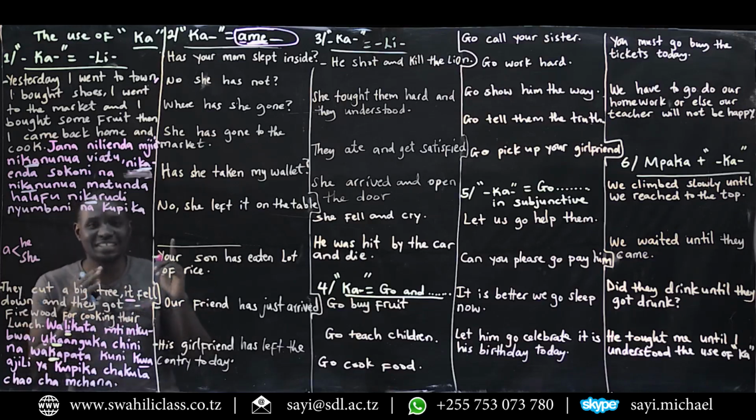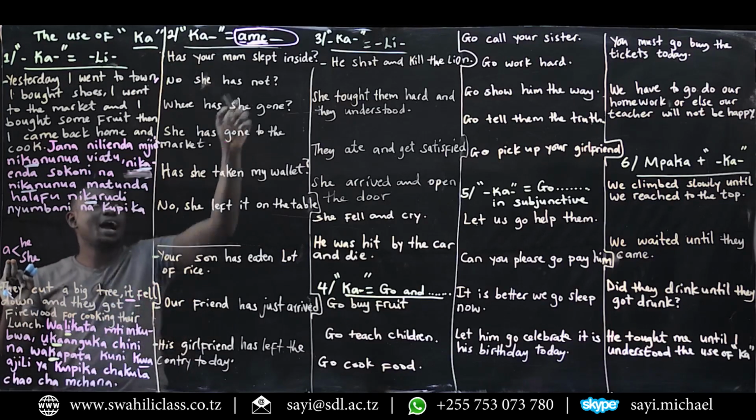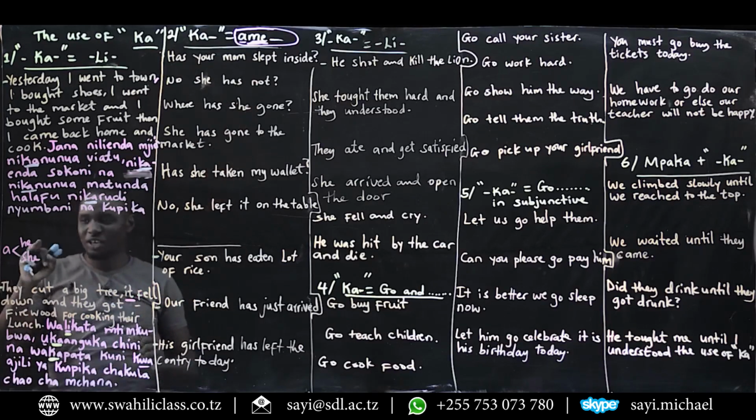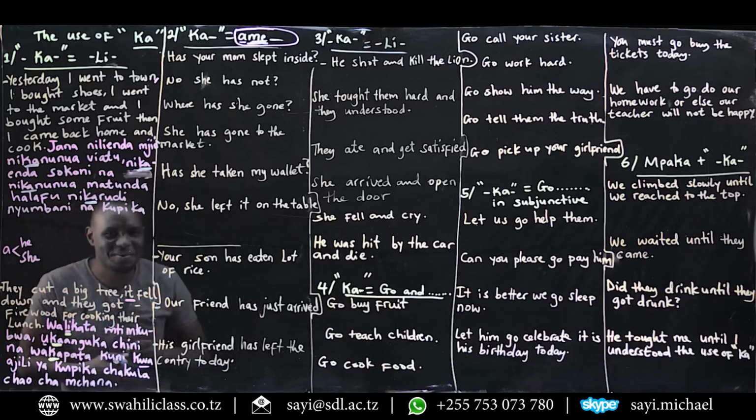You are going to use this kind of ka. Not they have eaten, not I have eaten, not that one. This ka is only going to apply for ame, only for he and she. Or maybe for animals as well. You can use it for animals as well. Like if the cat has eaten, you say paka. How are you going to say that sentence?